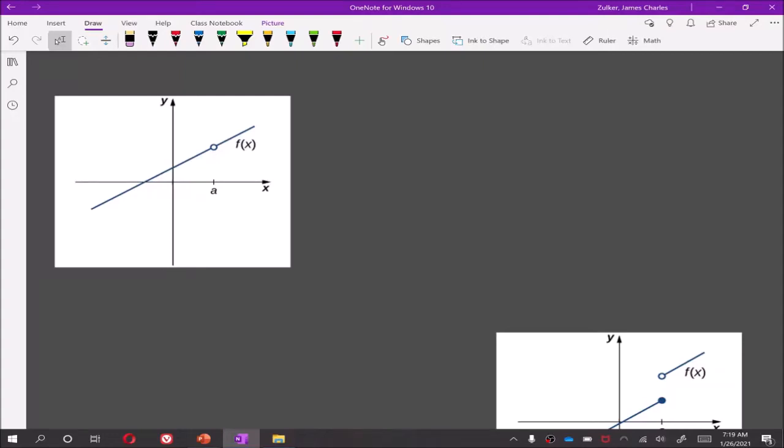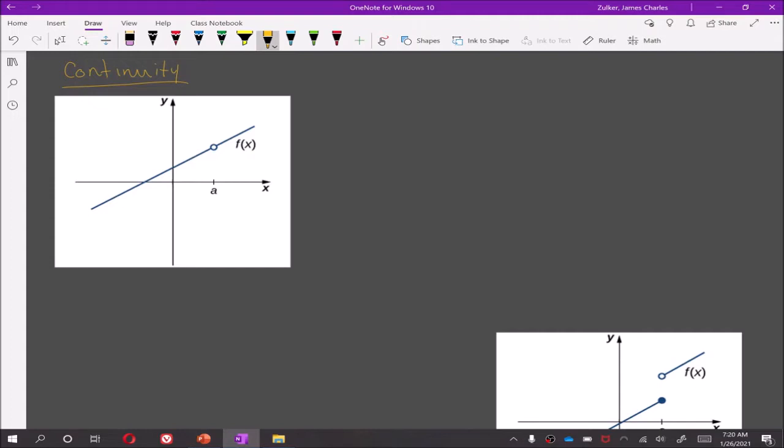In today's video, we look at continuity. Now, continuity is a concept that was studied in pre-calculus. We will now formally study it and formally define what it means for a function to be continuous.